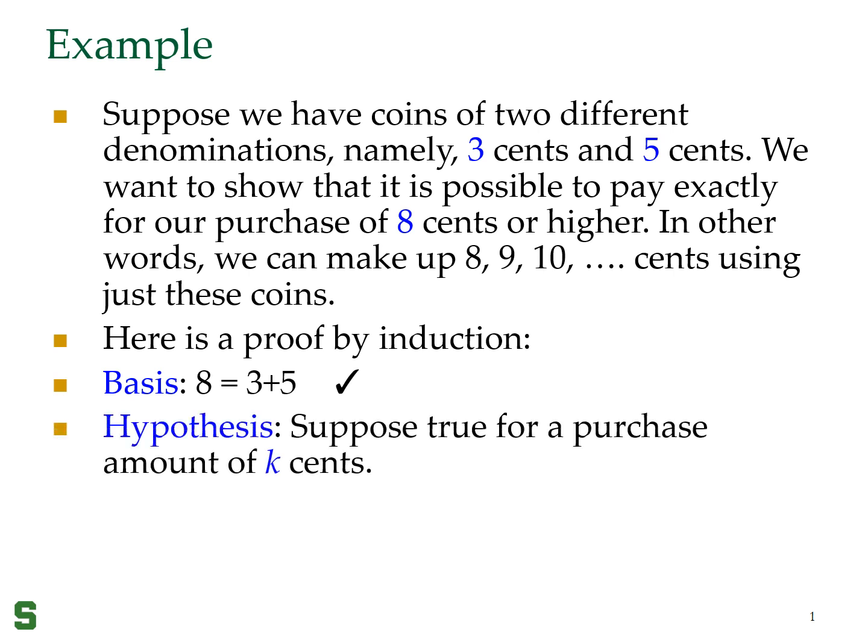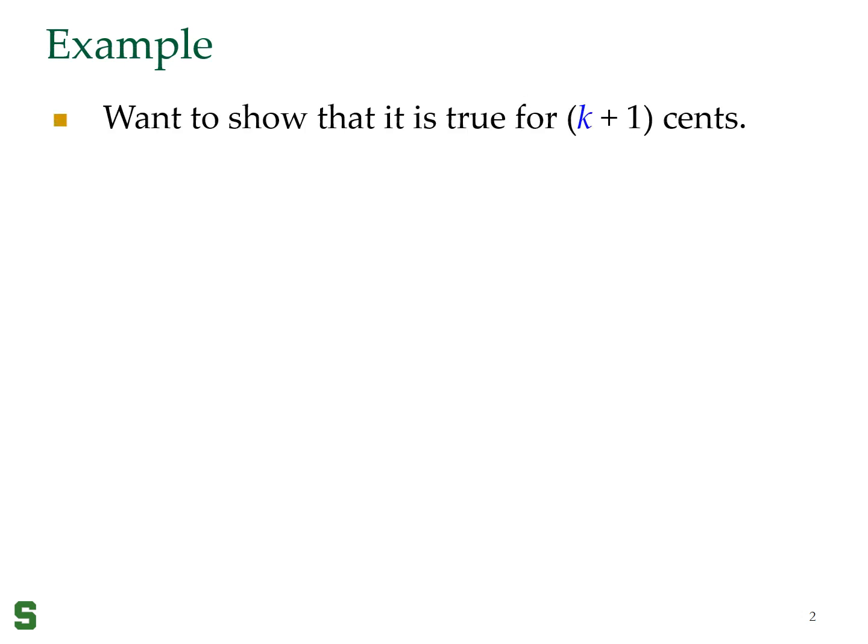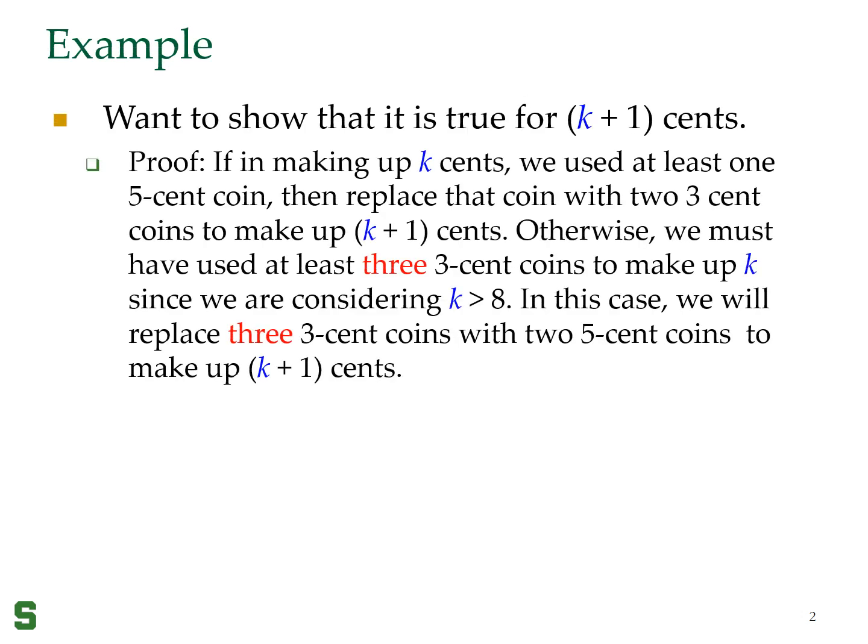Now suppose we have a way to make purchase of k cents exactly. That is our hypothesis. Our goal is to show how we can construct an exact way to pay k plus 1 cents. So what do we want to do? We want to change whatever way we have created to pay k cents, and we want to convert it to pay k plus 1 cents.